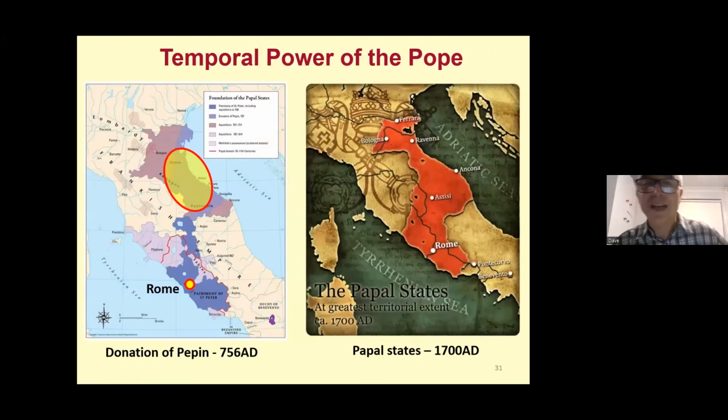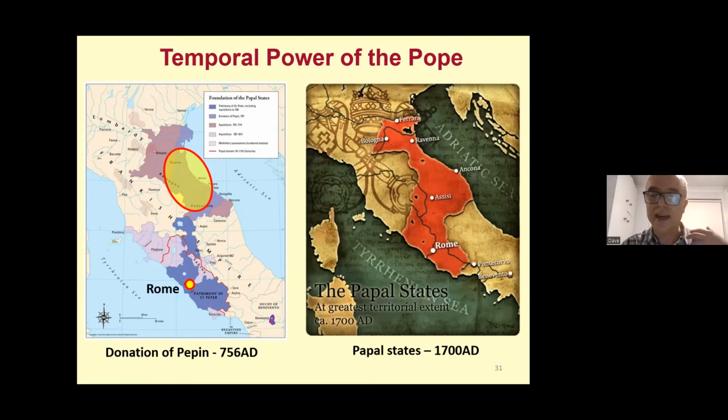And he donated it to the Pope so that instead of the governor from Constantinople ruling this power, he gave it to the Pope to rule. And this became the basis of what we call the Papal States. And the Papal States were there all this time from 756 AD and even grew to this extent here to 1700 AD. The Pope had temporal power.